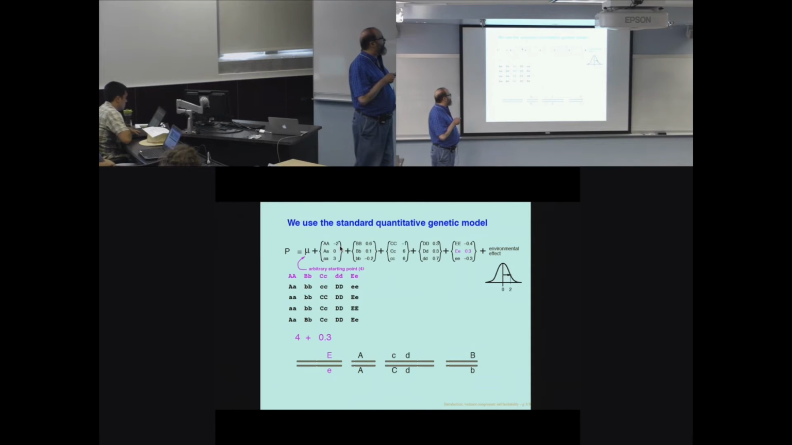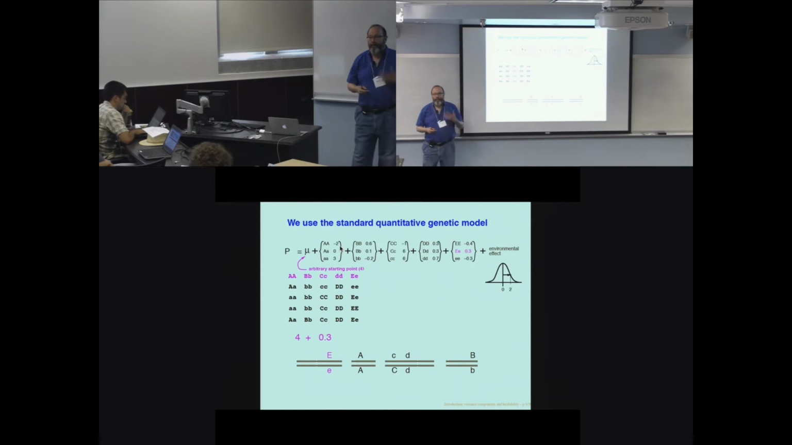Heterozygote adds nothing, and the little a adds 3. And there's a similar table for each of these loci. So depending upon the genotype that you have, we colored purple this genotype, you're going to end up adding up the correct numbers here. And then at the end, after the genotype has done its work and created the genotypic value, you're going to add on an environmental effect.